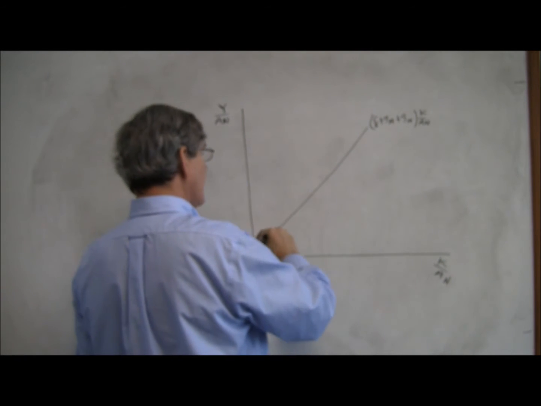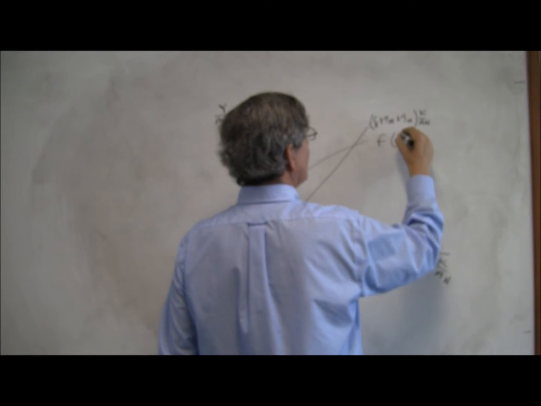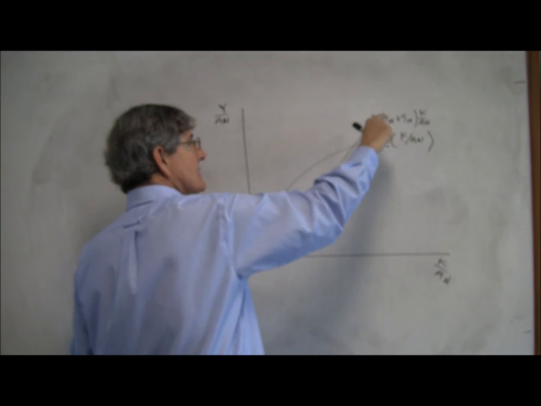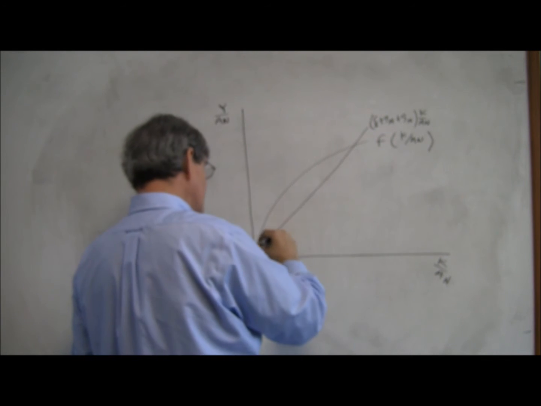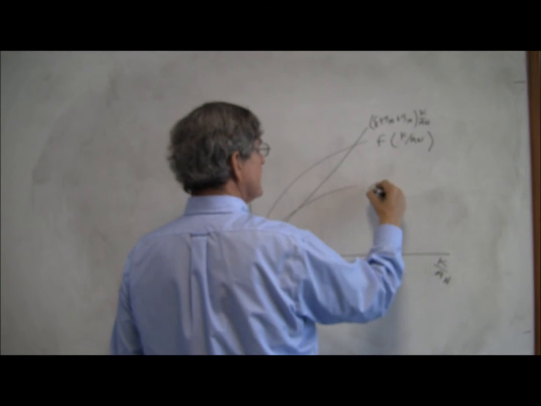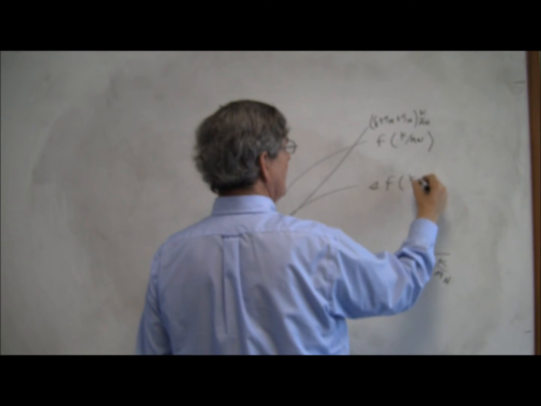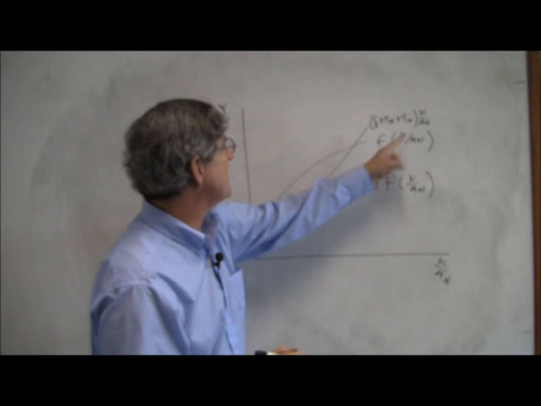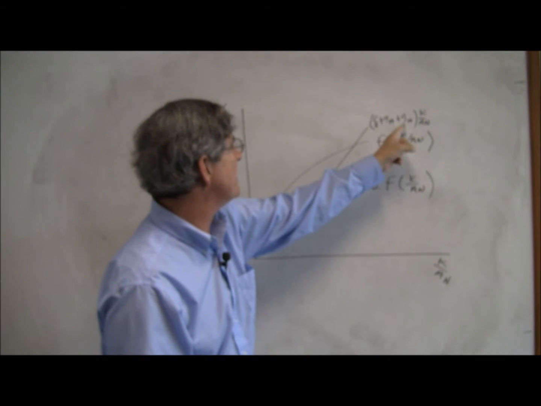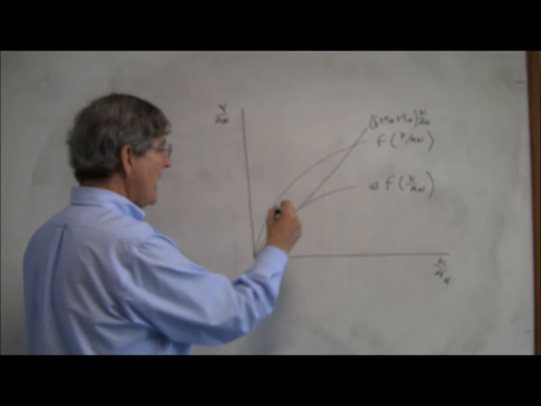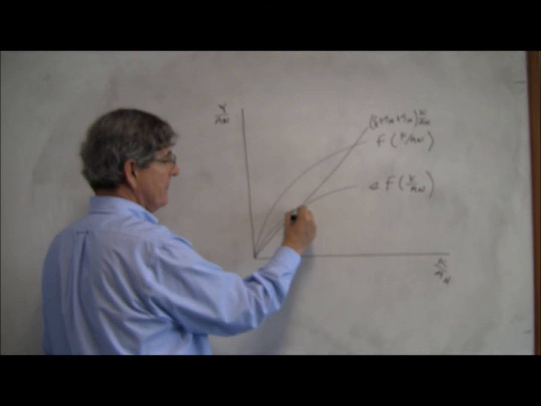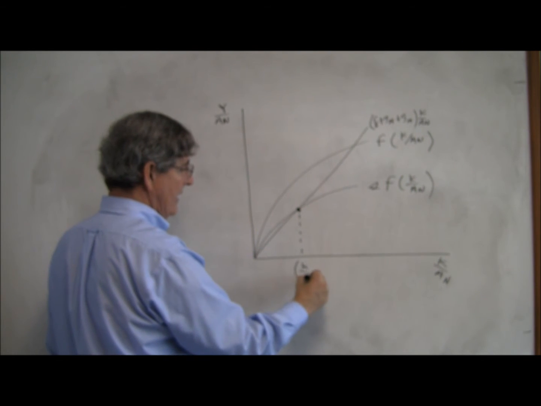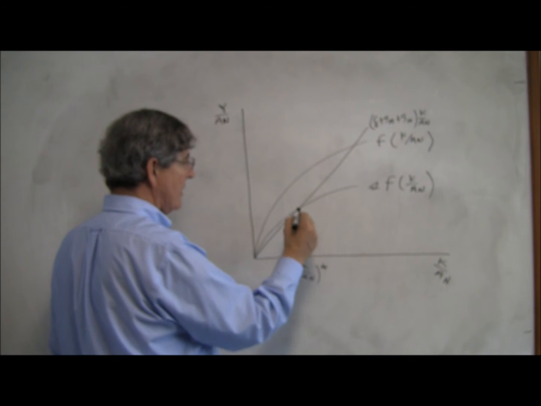We have the production function, F of K over AN. And then we can take S times that again. We have S F of K over AN. And the equilibrium we just wrote down is where this equals this. SF equals delta plus GA plus GN times that. So this is where they're equal right here. So this is the steady state level of K over AN. We would call it K over AN star.